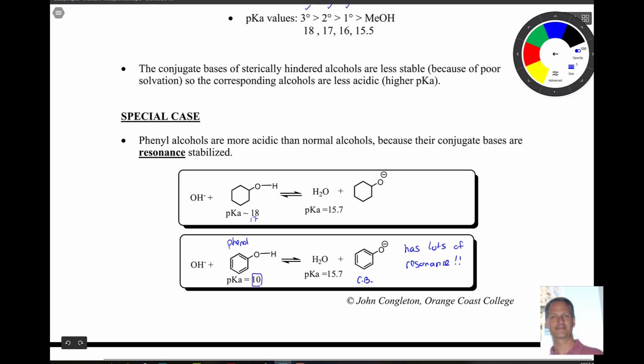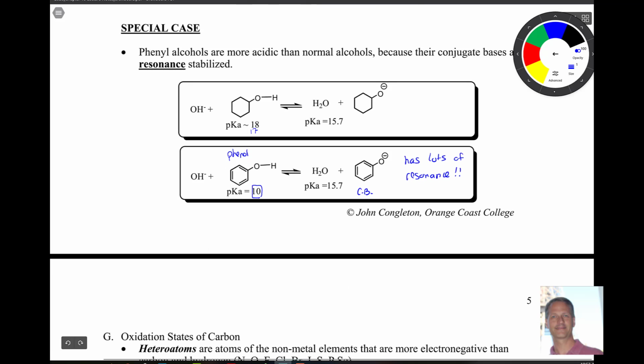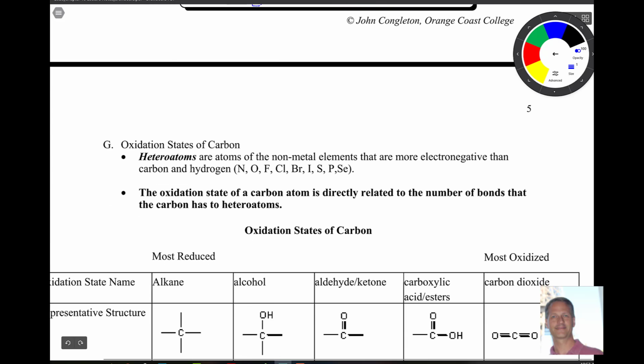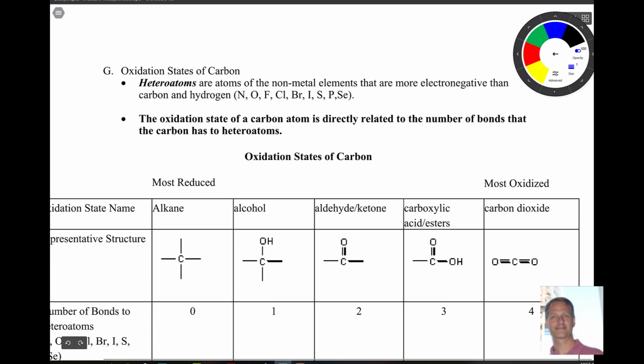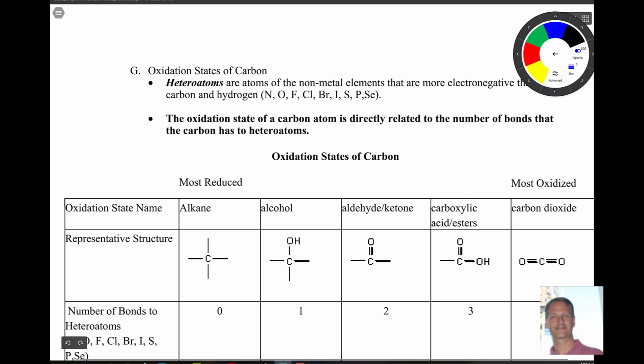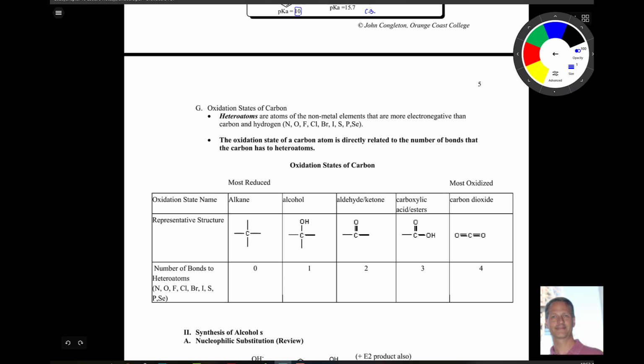All right, now, the thing that we're going to see in the next chapter is we'll talk about how to oxidize alcohols. So when we start that conversation, we need to understand a little bit about oxidation states of the alcohols. So just looking up here above, we have heteroatoms. So heteroatoms are atoms of the nonmetal elements that are more electronegative than carbon and hydrogen. So it's basically these guys, okay? And for this chapter, we're really talking about making bonds to oxygen.